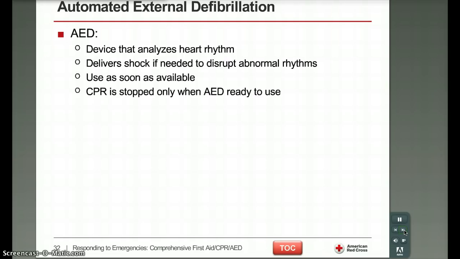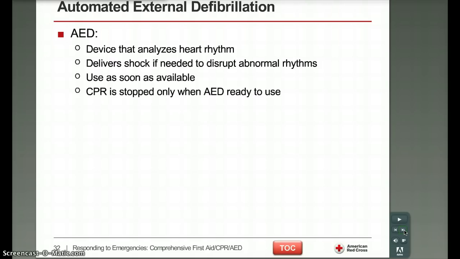The first thing we're going to do is turn that device on. We're going to follow the instructions. We are going to apply the pads on the victim's chest, plug the electrodes in, and allow the machine to analyze the heart rhythm. That machine is going to make a determination on whether or not we need to shock the victim and when that shock is supposed to occur. It's going to deliver a shock if needed, and help to disrupt any abnormal rhythms.